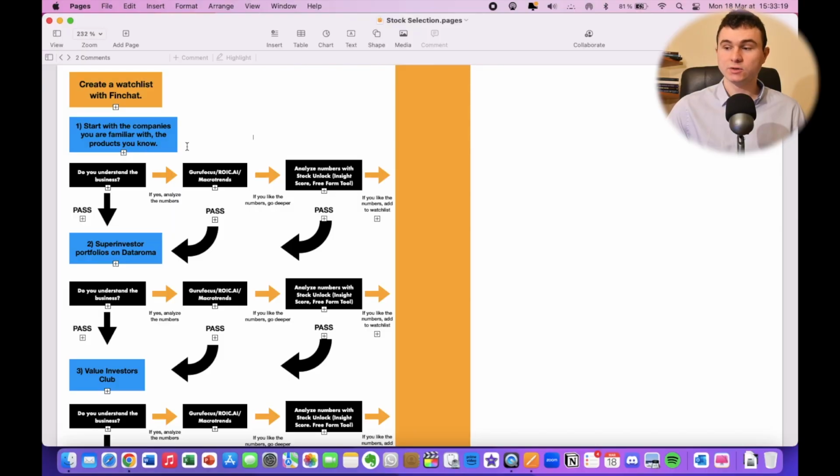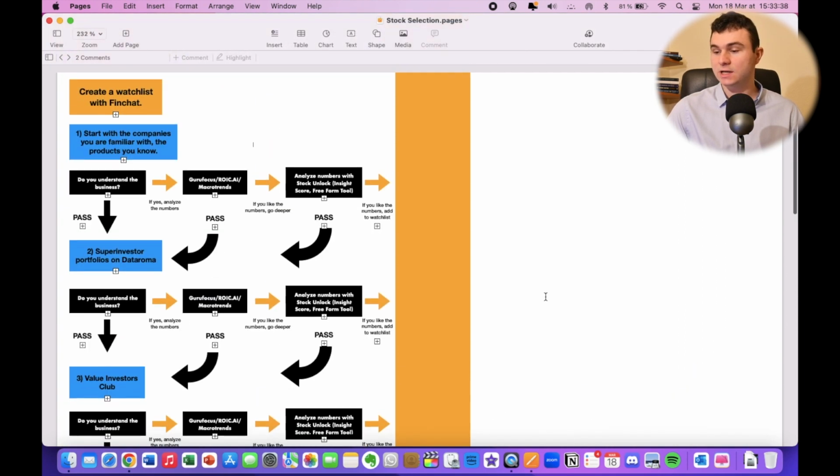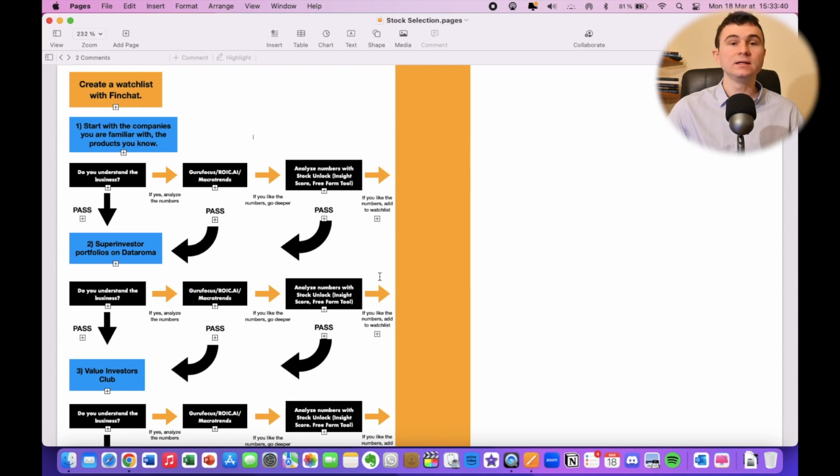So I will just go back to the template that I've shown you in this masterclass. And as we've seen in the course, the first step of the idea generation process is to start with the companies you're familiar with, the products you know. You start from here and you look at the numbers and you go to the watch list and invest in the stock. But the first step is to find the easiest company, the simplest company.